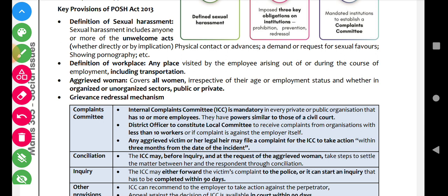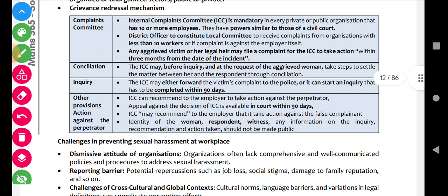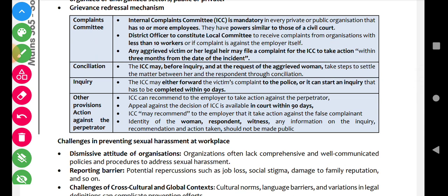So what is the grievance redressal mechanism, or GRM? A complaints committee would be set up. The Internal Complaints Committee is mandatory in every private or public organization that has 10 or more employees. So this has to be remembered: 10 or more employees. They have powers similar to those of a civil court. So the power would be guided by this committee, equal to the civil court.